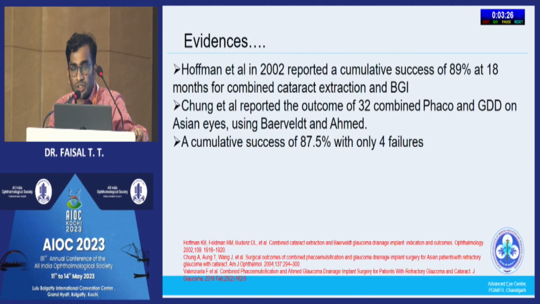What does the literature say? Various studies found that the first study shows 89% success at 18 months with combined cataract extraction with the Baerveldt implant. Most of the studies were done with phaco with AGV implantation, and the Singapore study showed a cumulative success of 87.5%, and they had only 4 failures.